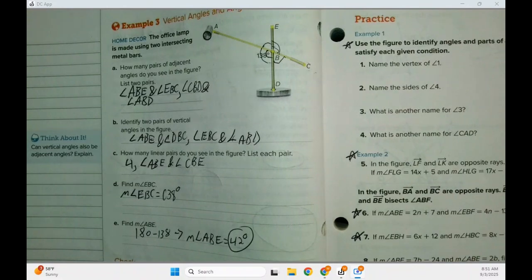It leverages all of the vertical angles, linear pairs, as well as how we determine the amount of your angle measurement from those things. If you have two lines that intersect, you have 4 linear pairs, and you have 2 pairs of vertical angles.